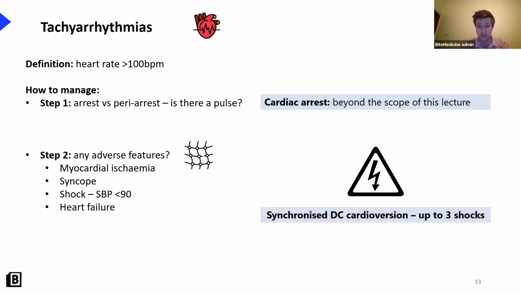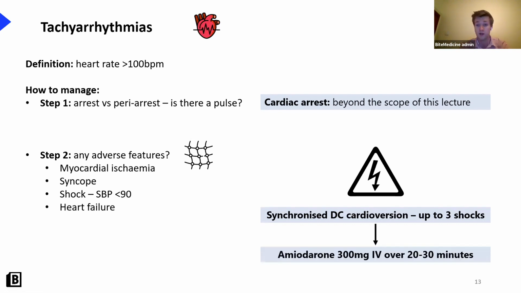So I've laid it out nice and clear here. You can give up to 3 shocks of this. And once you've done that, you can then consider starting them with a fairly fast bolus of amiodarone 300 milligrams IV. So that is the management of any peri-arrest rhythm that shows adverse features. I want you guys to commit that to memory. Okay, so we're going to put that to bed straight away and then move on to step 3.